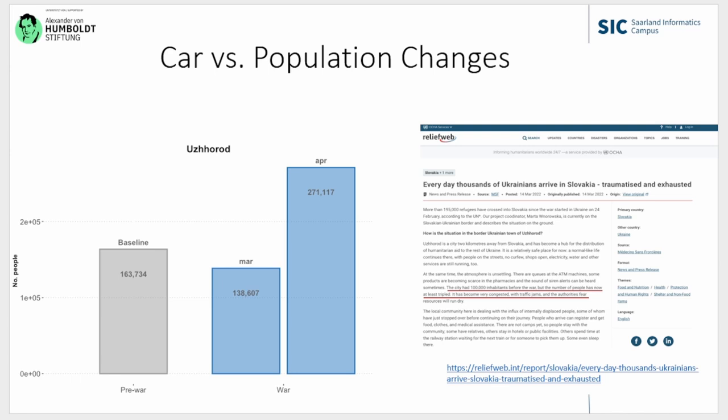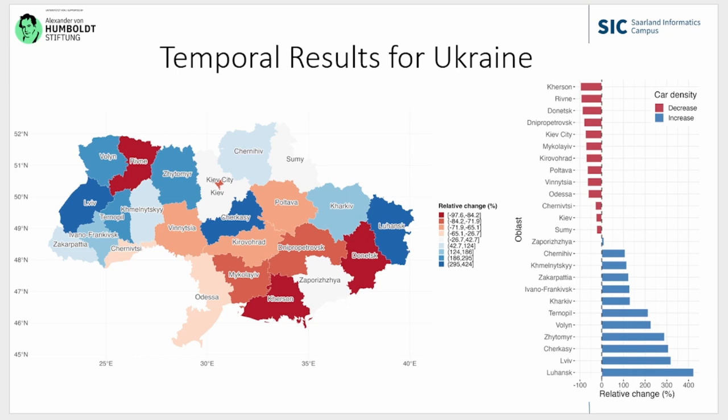This is now for all of Ukraine. I think this was in April or May, I have to look it up, comparing pre-war with post-war changes. And you see large parts of Ukraine going down, cars and therefore most likely also people disappearing, and actually the West seeing an increase in the population.